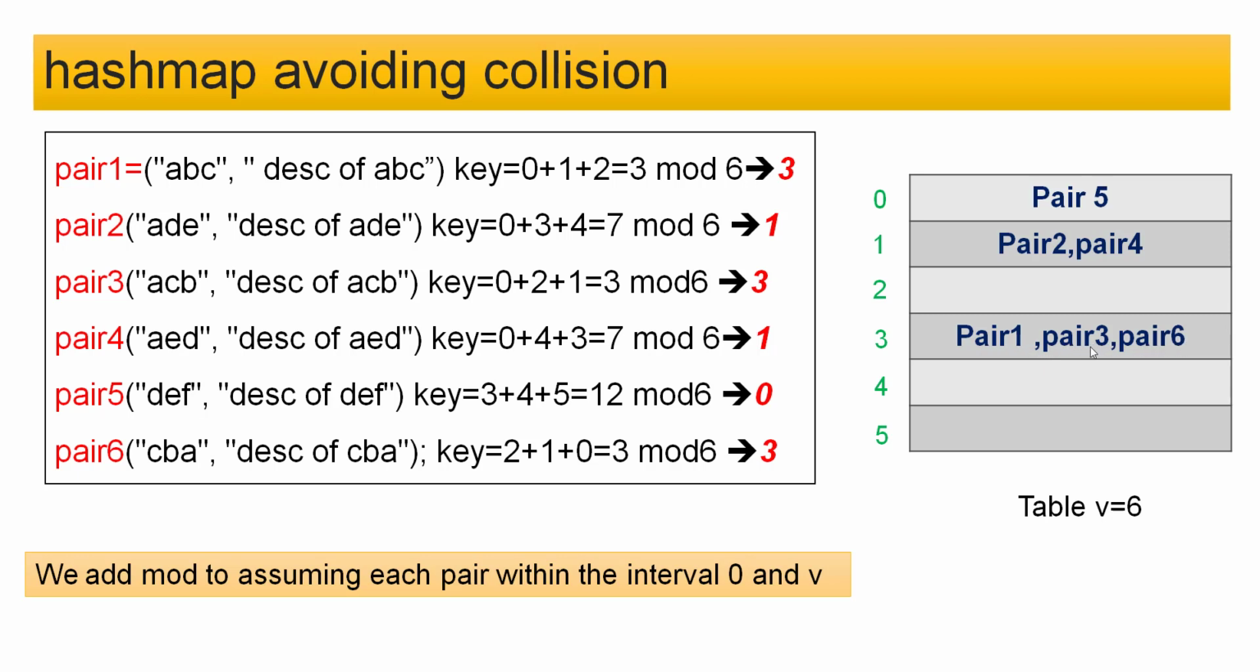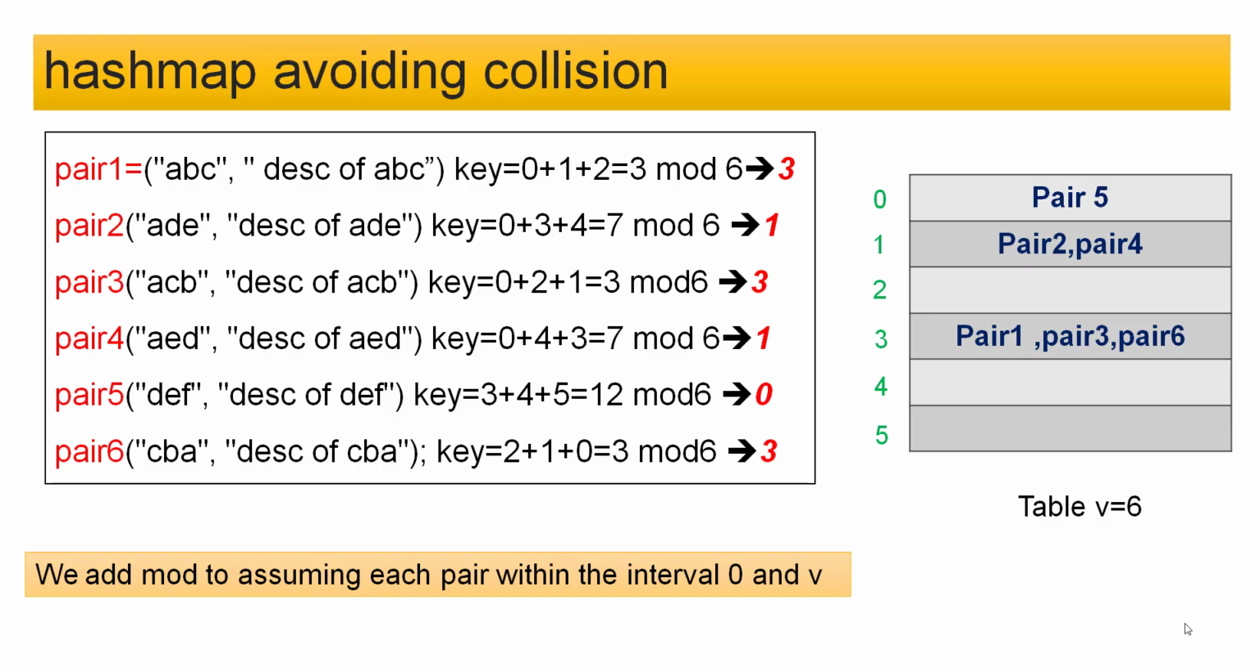So here we propose to create a linked list in each cell of the table. Pair 6, CBA: the K of CBA is 3, 3 mod 6 equals 3, so pair 6 goes there too. As we see here, we have 3 cases filled with data and 3 cases empty.